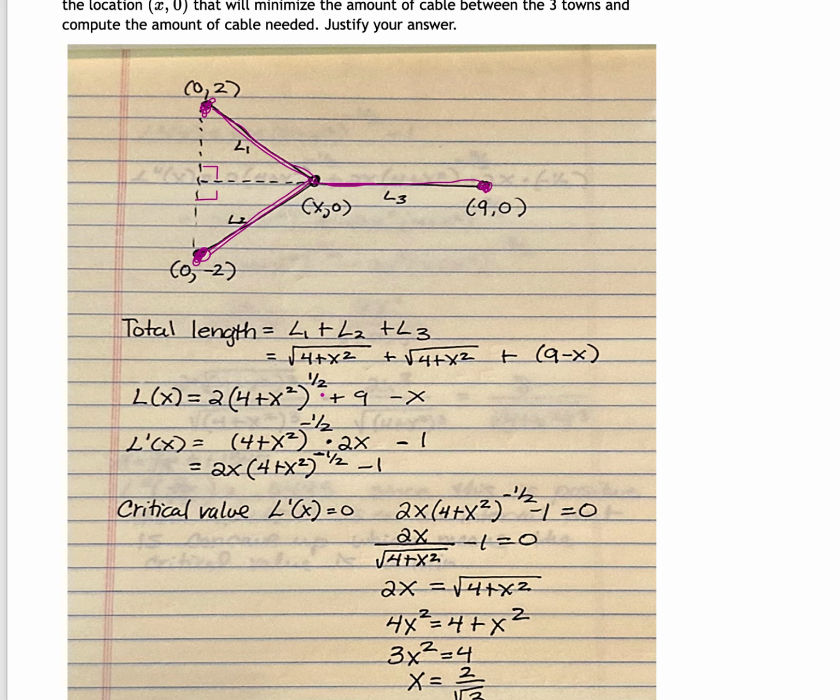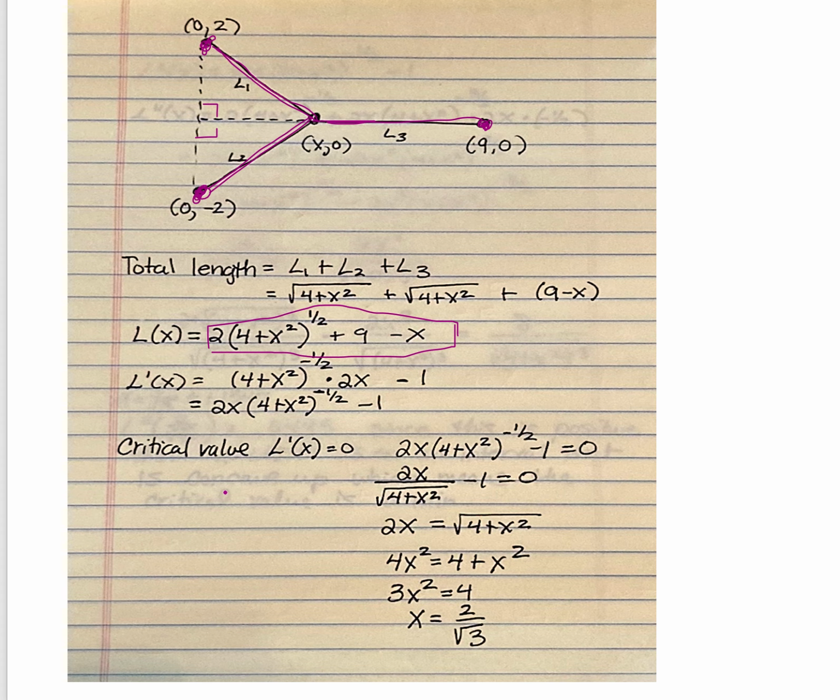When I combine like terms and clean up the function, I'm calling my function L of x since we're talking about length. I get 2 times the square root, but I changed it into power form to make it easier to take the derivative later: 2 times (4 plus x squared) to the 1/2, and then plus 9 minus x. So here's our function for the total length of the cable.